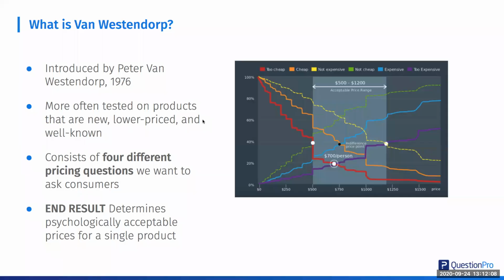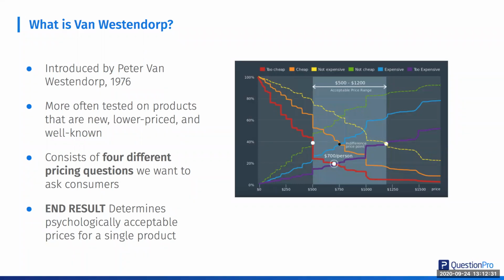So what is Van Westendorp? Well, it was introduced by Peter Van Westendorp himself in 1976. He was a Dutch economist, and this research technique is still commonly used. It's still one of the more widely used approaches in market research half a century later.